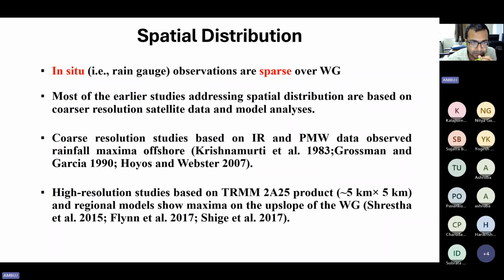One key question that concerns this region is where the location of rainfall maxima is relative to the Western Ghats mountains. Most of the earlier studies have addressed the spatial distribution of rainfall based on coarser resolution satellite data and model analysis. Earlier studies based on infrared and passive microwave data observed the rainfall maxima offshore, whereas high resolution studies based on the TRMM 2A25 product at 5 kilometer resolution and model simulations showed rainfall maxima on the upslope of the Western Ghats.